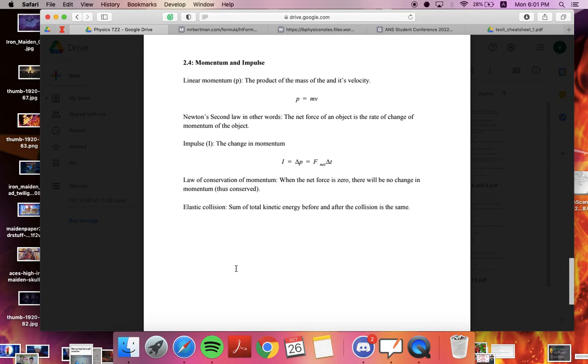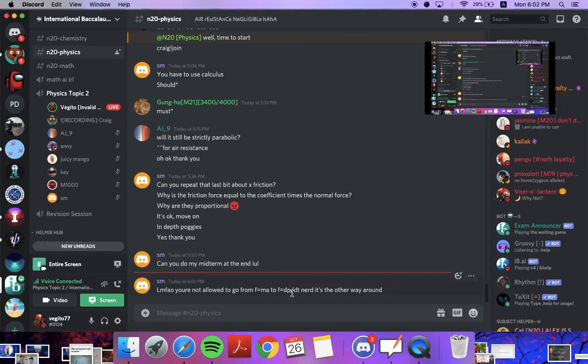And the final part, elastic collisions. An elastic collision simply states that the sum of the total kinetic energy before and after the collision is the same. Yeah, that's really all there is to it. It's pretty much just saying that it's a kind of collision where you don't really have any loss in energy. That's an elastic collision. There isn't much there in momentum, and they don't really ask much about it, so that's really all there is to it.